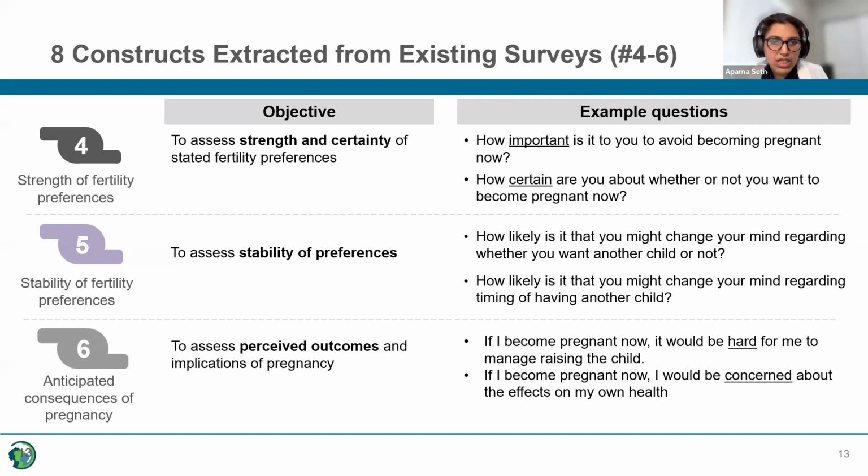Going on to the sixth construct around anticipated consequences of the pregnancy, or implications or perceived outcomes because of a future pregnancy. So for instance, asking questions such as, if I become pregnant now, it would be hard for me to manage raising the child, or if I become pregnant now, I would be concerned about the effects of that on my own health.